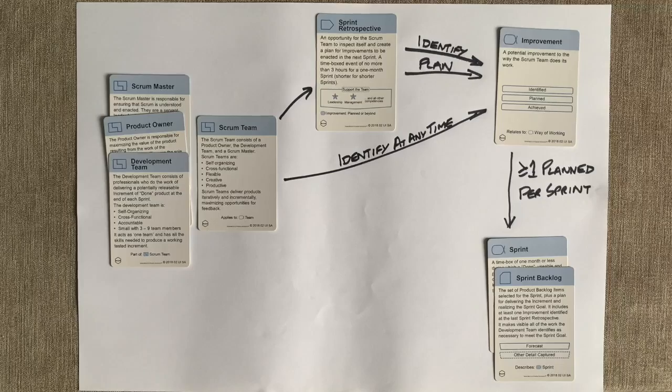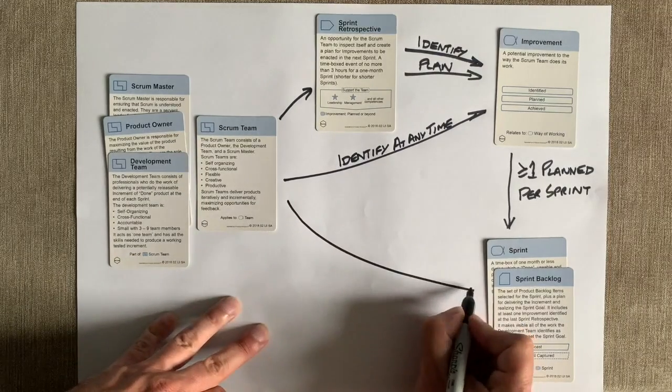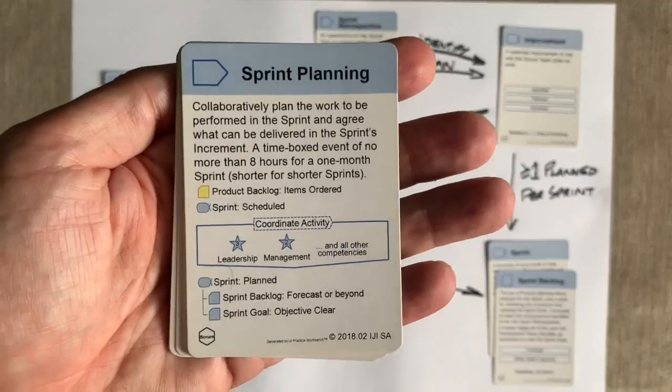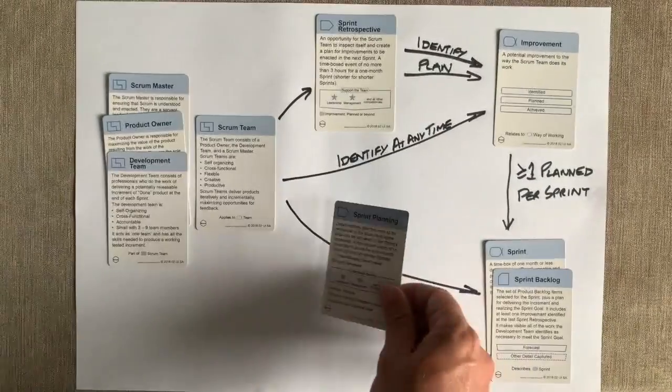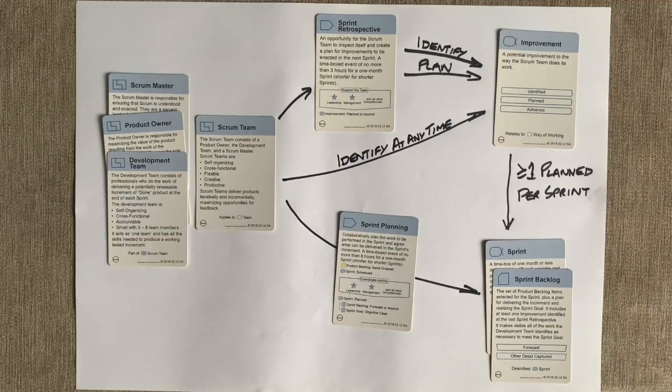So who does that planning? Well, it's the Scrum team again, and we could draw in that relationship. And there's a particular activity for that, sprint planning. So we could use that and just place it there to show that that's how things are planned into the particular sprint.